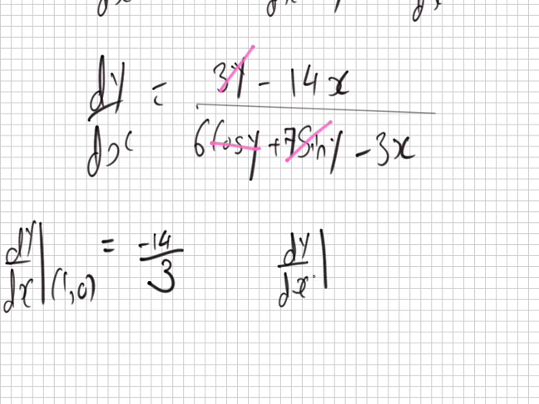Did you say cos 0 is 0? Yeah, there you go. And then if I put this one in, it'll be 14 over 9.